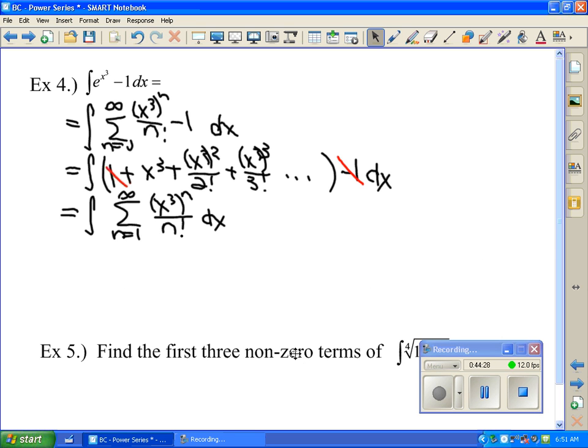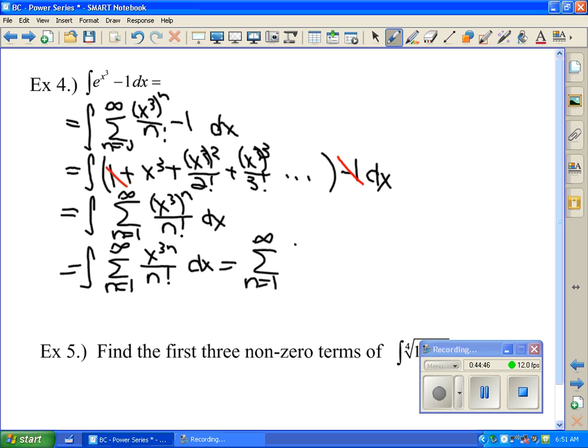Now I'm going to rewrite this so I don't have to do divided by 3x squared, which you know is incorrect. So I'm going to rewrite this as n equals 1 to infinity, x to the 3n over n factorial. Take the integral with respect to x, so that'll be n equals 1 to infinity, x to the 3n plus 1, all over n factorial, 3n plus 1, and plus c.